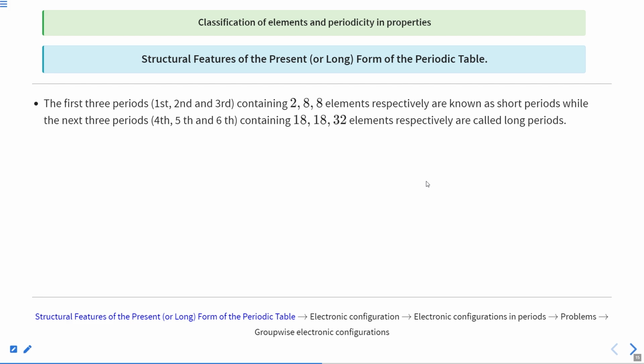So the first period contains two elements, the second period contains 8 elements, and the third period also contains 8 elements. Whereas the next three periods are the 4th, 5th, and 6th. The 4th contains 18, the 5th contains 18, and the 6th contains 32 elements, and they are called long periods, whereas the 2, 8, 8 are called short periods.